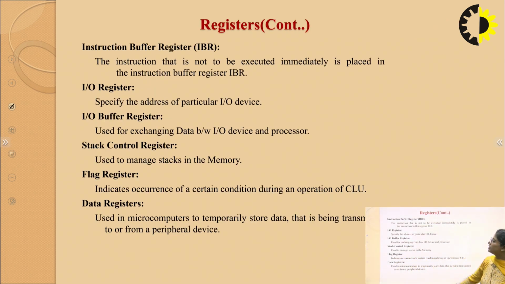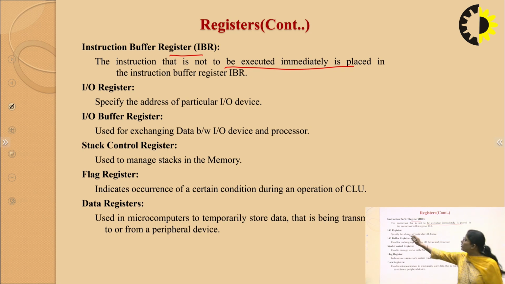Next register is instruction buffer register. It holds the instruction that is not to be executed immediately. There are a number of instructions. Most recent instructions are in the instruction register, and the rarely used instructions, those not most recently used, are always kept in the instruction buffer register.